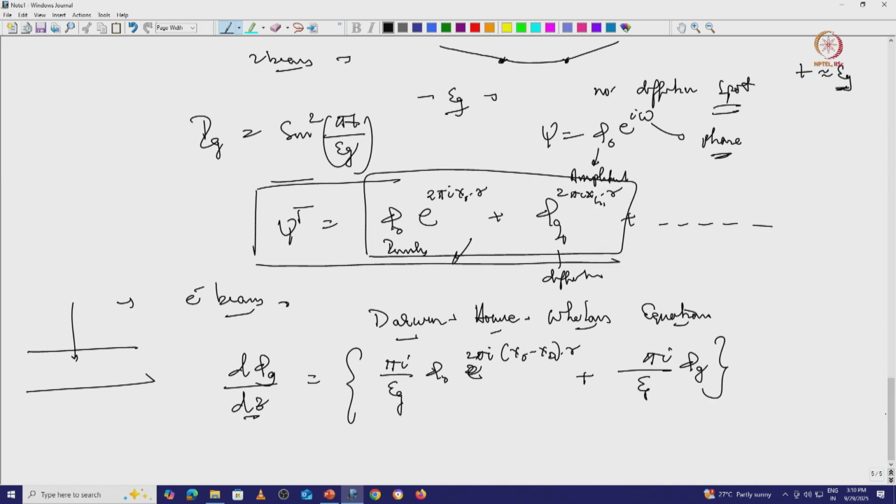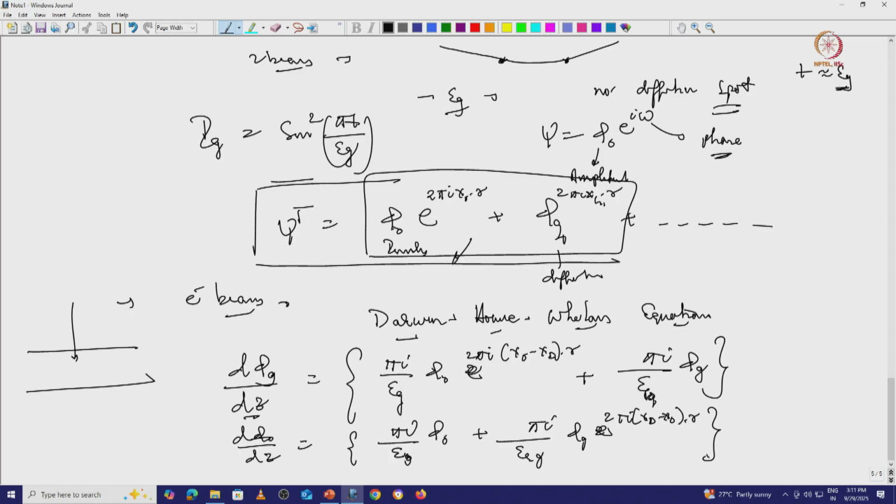Similarly, for the transmitted beam, d phi 0 by del z is equal to phi 0 by psi 0 plus pi i divided by psi g, phi g, 2 e raised to power 2 pi i (x d minus x naught) dot r.